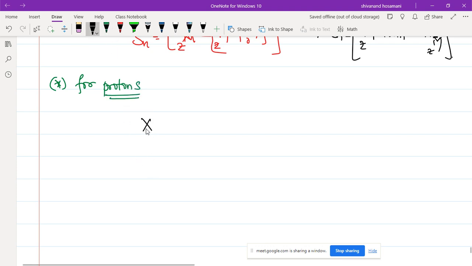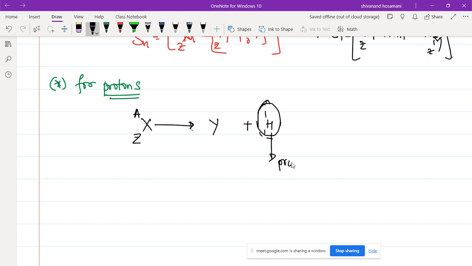See, for protons, just X is an element. It is having atomic number Z, and if it emits a proton, then, since a proton is actually defined as a hydrogen atom, I can rewrite it. If the element emits the hydrogen atom as a proton, we are going to treat this as proton emission.